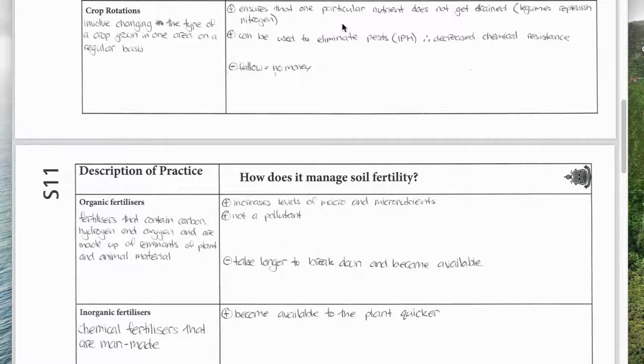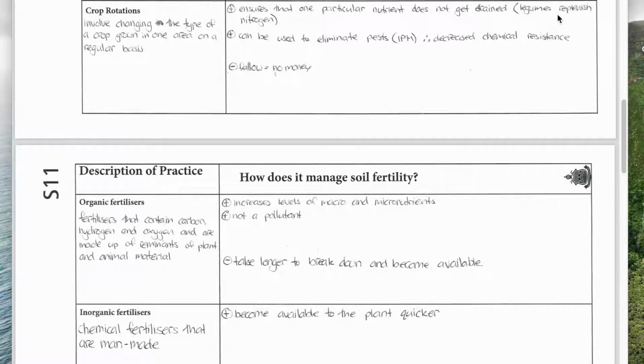And so it ensures that one particular nutrient doesn't get depleted more than others, because if you use crop after crop after crop of the same thing, like wheat, the nutrients, for example, if it uses a high amount of nitrogen, there's going to be a low amount of nitrogen in the soil.